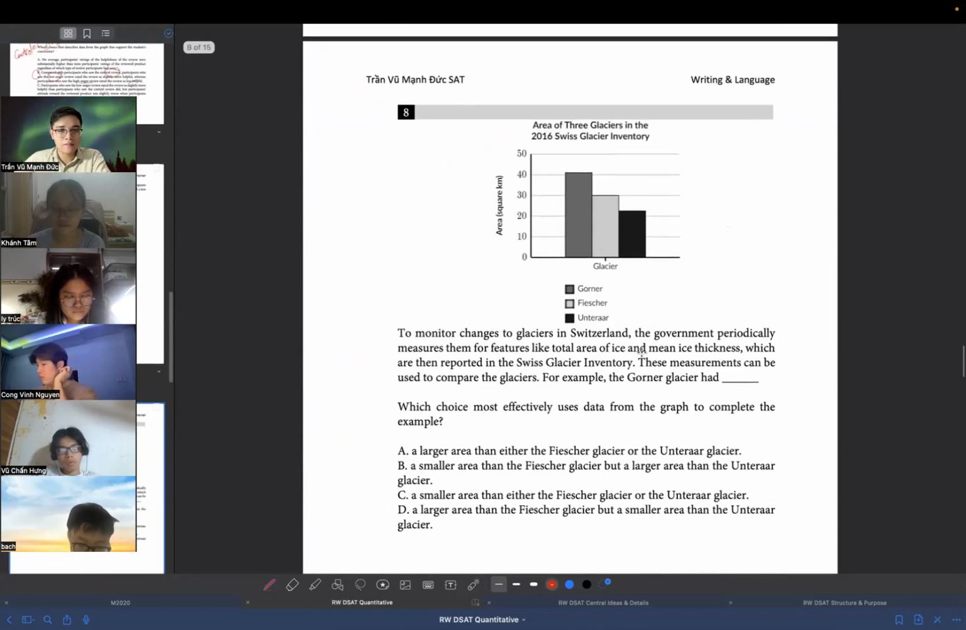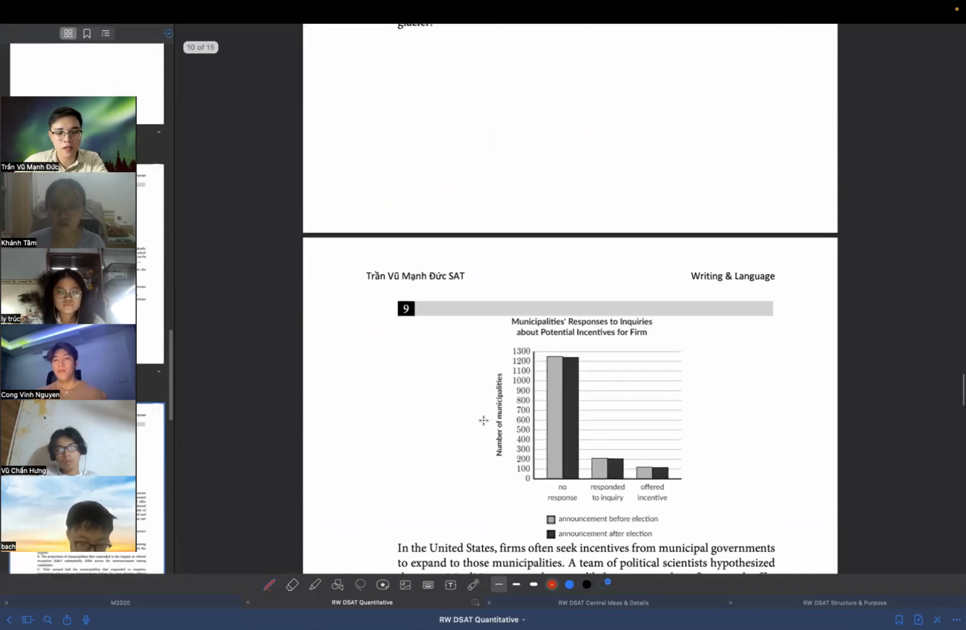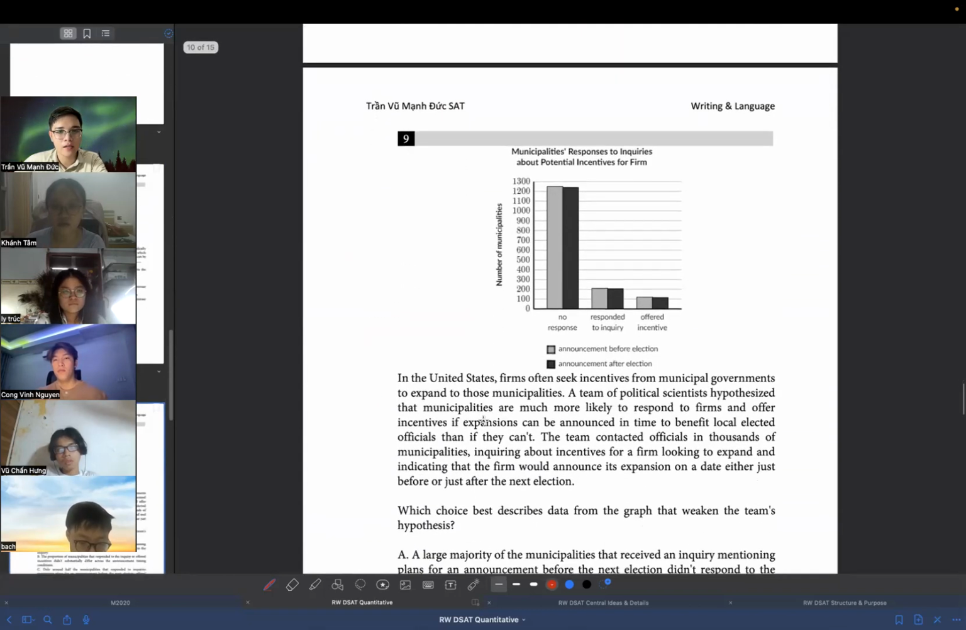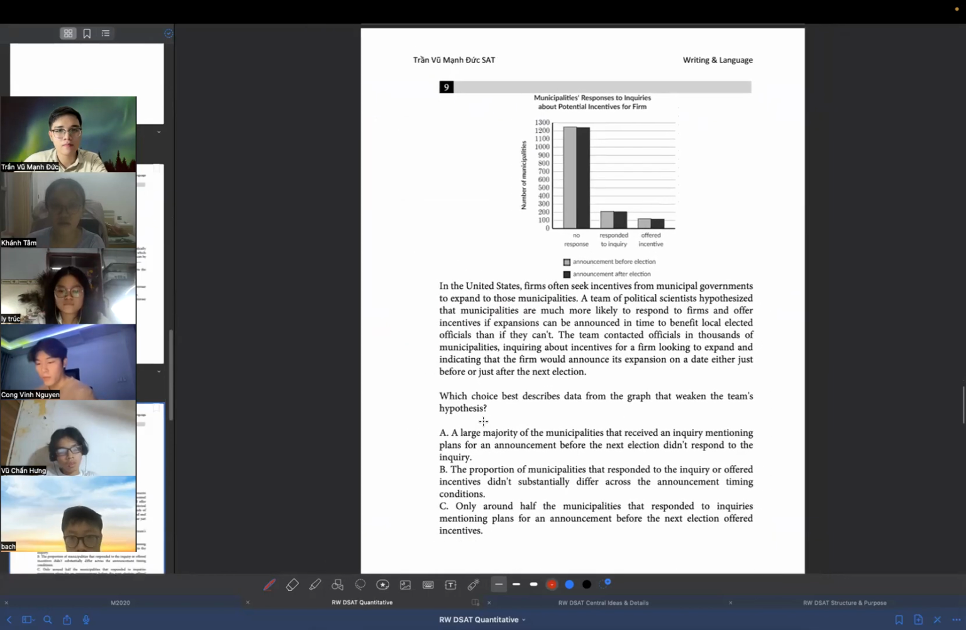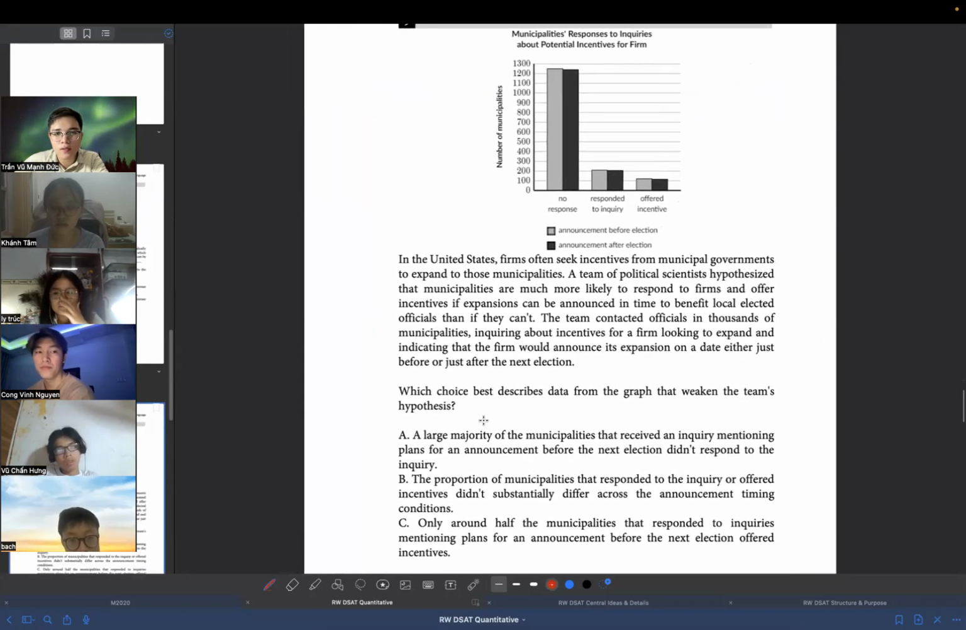Question 8, Lina. 8A. A larger area than either measurement, for example, the corner ratio. Yeah, it is larger. Yep, this is very simple. Not 8 is A. 9, Vinh, B. 9B. Which choice? What is the hypothesis?